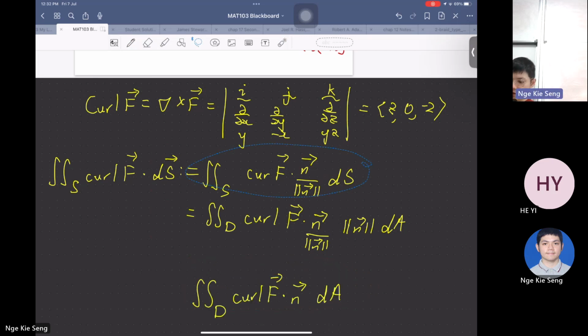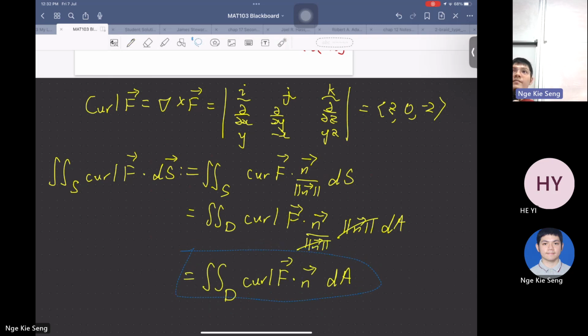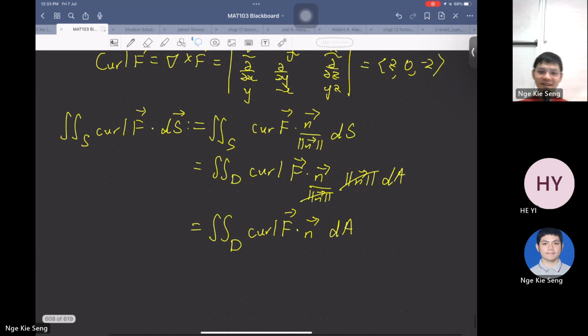So the first one is by definition, but this is a curved surface, so I move it back to flat in 2D. And then they cancel out, and what we're left with is the thing that we discussed just now.